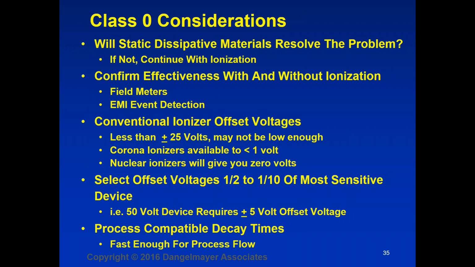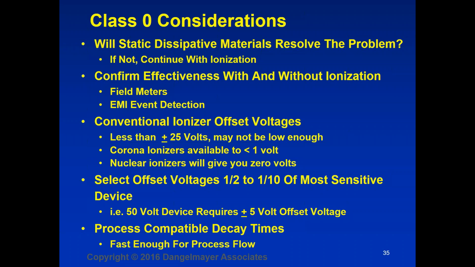We want to be sure that our ionization is actually doing something. We want to look at the type of ionizer we're using with a 200 to 250 volt CDM sensitive device. Our conventional ionizer offset voltages, which are typically less than plus or minus 25 volts, are okay. But if we have a 10 volt sensitive device, a 20 volt ionizer is not appropriate. There are corona ionizers that are available down to 1 volt. We can get corona ionizers balanced to this level with the feedback system designs that are available today. And if we need them, then nuclear ionizers or X-ray ionizers are available, which will give you 0 volts. So we can get an ionizer to balance at very low levels.